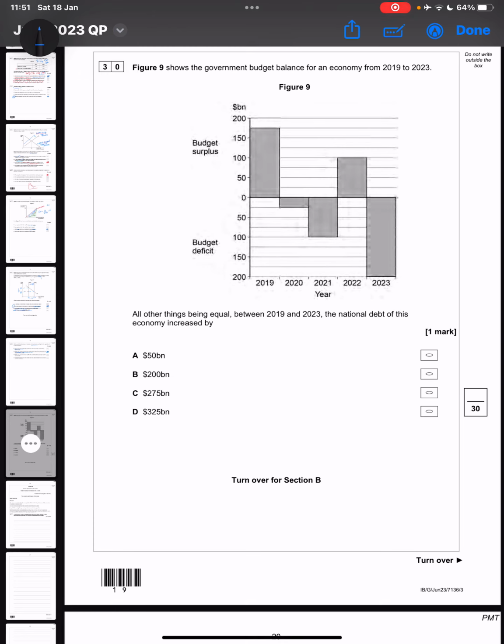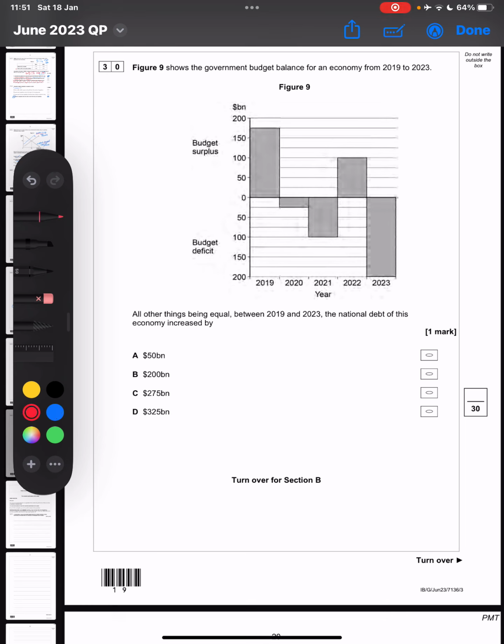Government budget balance for an economy. From 2019 to 2023, the national debt of this economy has increased by, right, here's another calculation question. So we are told that they had a surplus and they had a deficit in different years, and we have to work out between 2019 and 2023. Okay, so to get the national debt, we need to work out how much money they have overspent compared to how much money they saved. So if you're in this region, you saved money, and if you're in this region, you spent the savings and maybe went beyond.